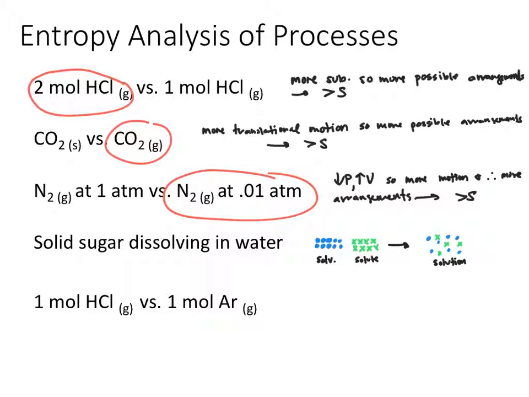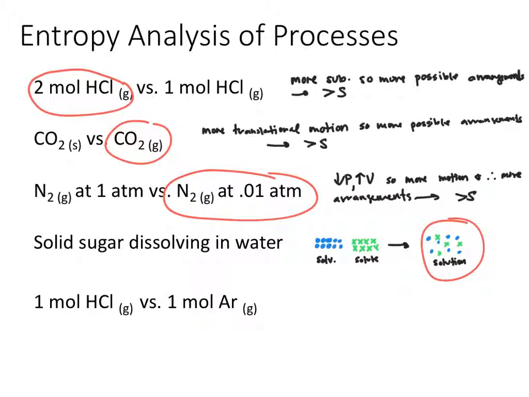Okay, so the solution here is going to be the more disordered system. Why? Because things are spread out and distributed in various different positions instead of this organized system that we see over here. And so our last example here, we actually have 2 different substances. They're both in the gaseous phase. We have 1 mole of HCl and 1 mole of argon.